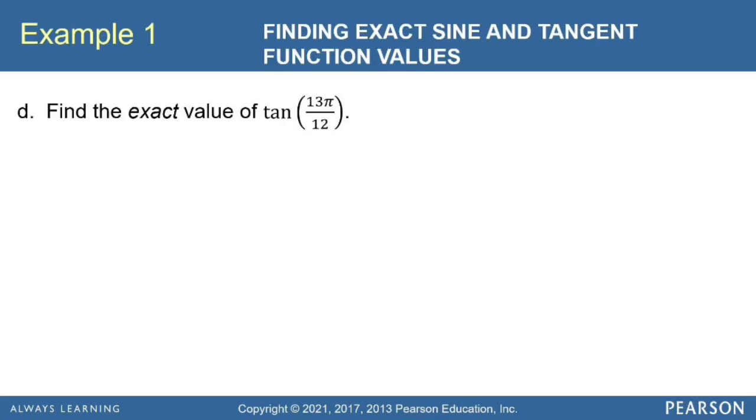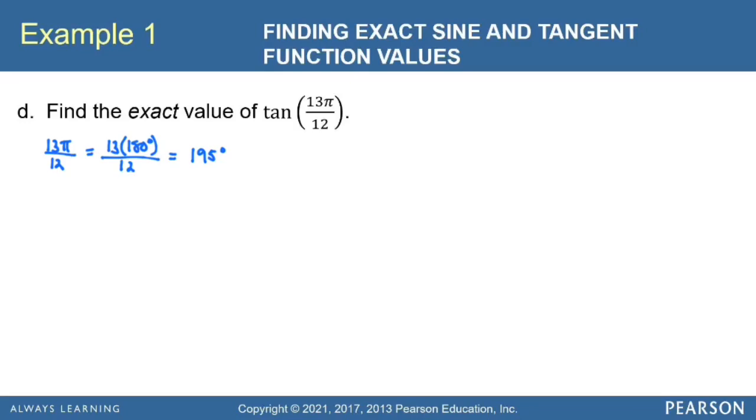Now, just like before, it's hard to see how to break this down when the angle is written in radians. So the first thing we want to do is convert this to degrees. And we know that all we have to do is replace the pi with 180 degrees. So 13 pi over 12 becomes 13 times 180 degrees over 12. And that works out to 195 degrees.